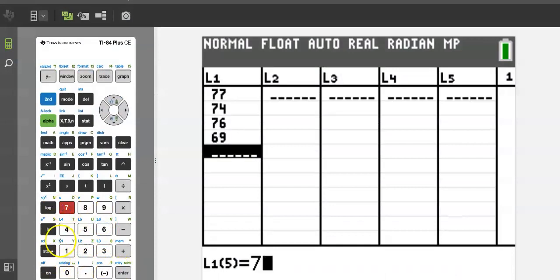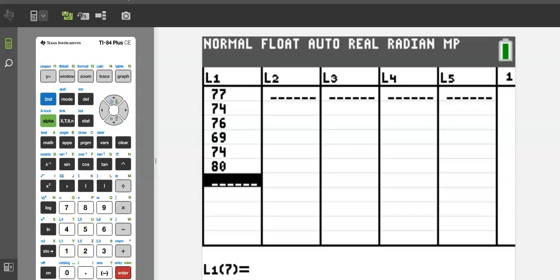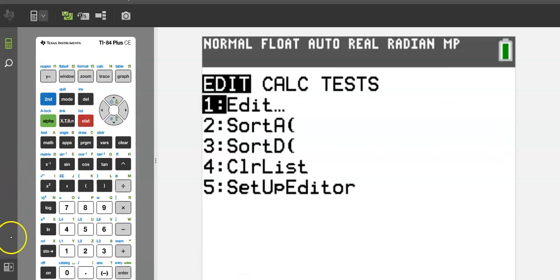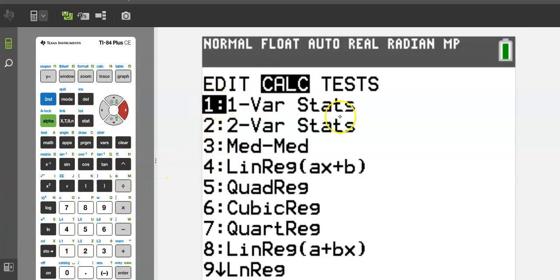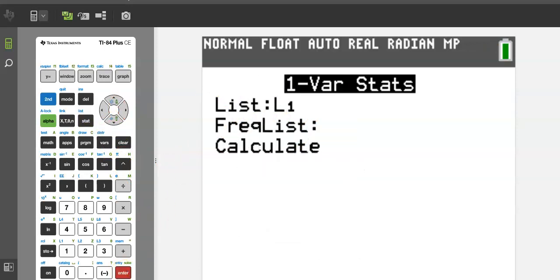69, 74, and then 80. So there's all our values. And then all we want to do is run statistics on this. Okay? So to run statistics, hit Stat, scroll over to Calc. And we're going to work right here at this guy that's right there. So let's open that up and let's talk about it.